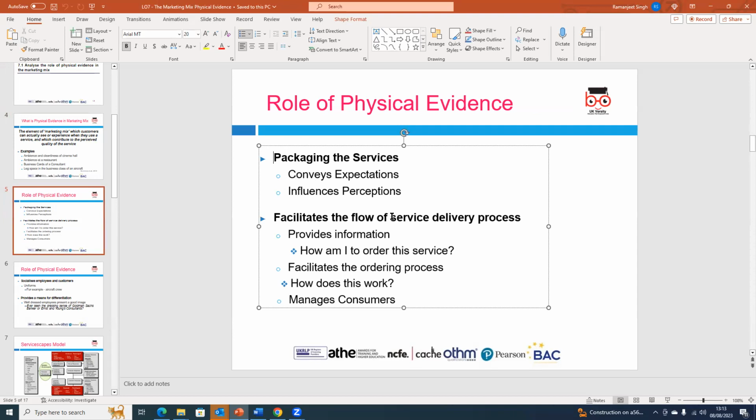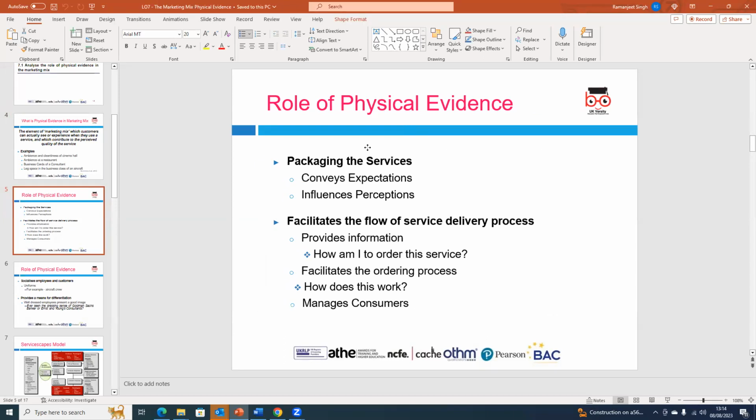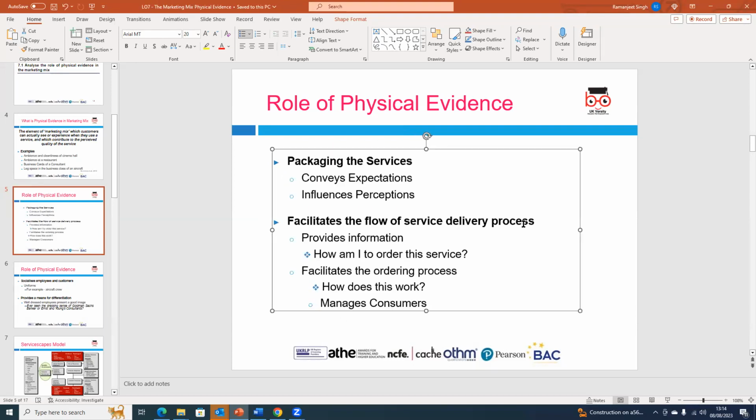You are always influenced by the perception of an organization. If the packaging is bad, of course, then you will see that this organization is not very good. Yes. Okay, so that kind of thing.